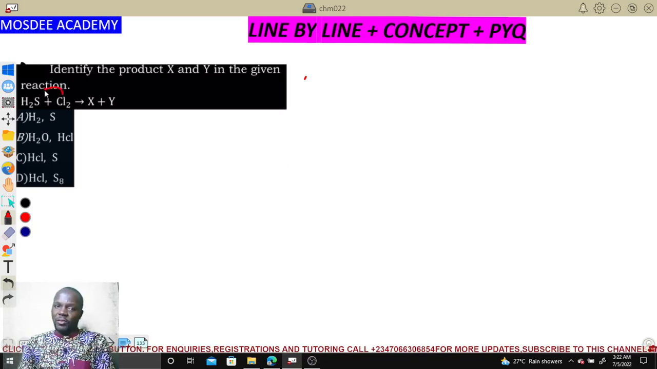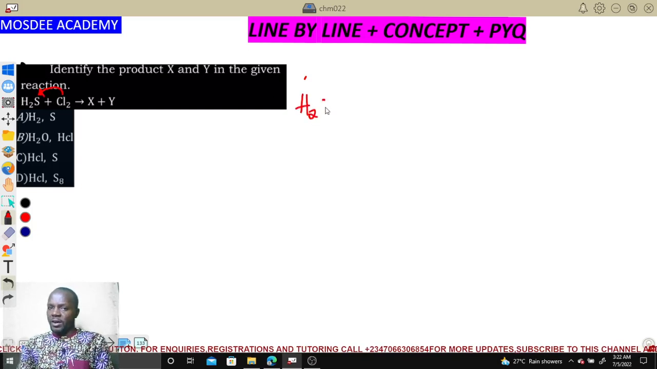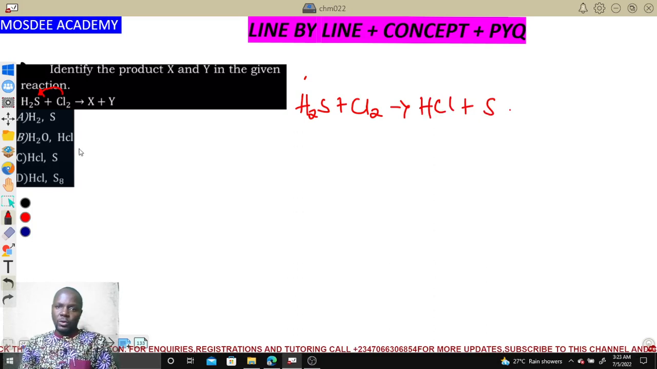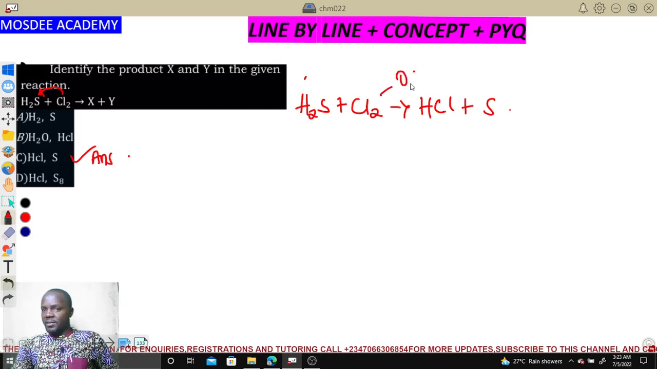So this is just a reaction of the oxidizing ability of chlorine. You can just write the chemistry of action. H2S plus Cl2 will give you HCl plus S, sulfur. Balance the reaction. So keep that at the back of your mind. This is the answer to that. That is chlorine acting as an oxidizing agent.